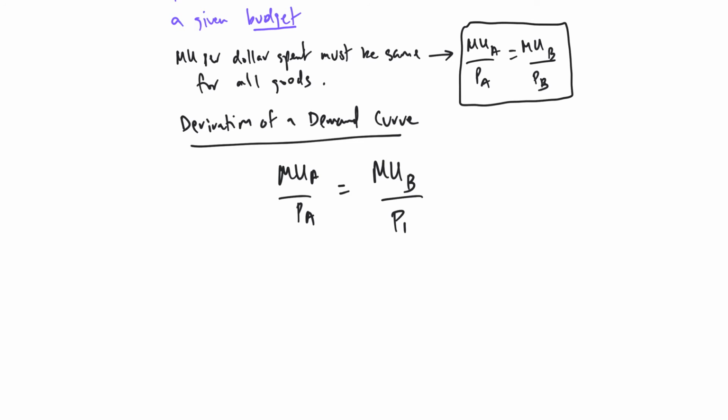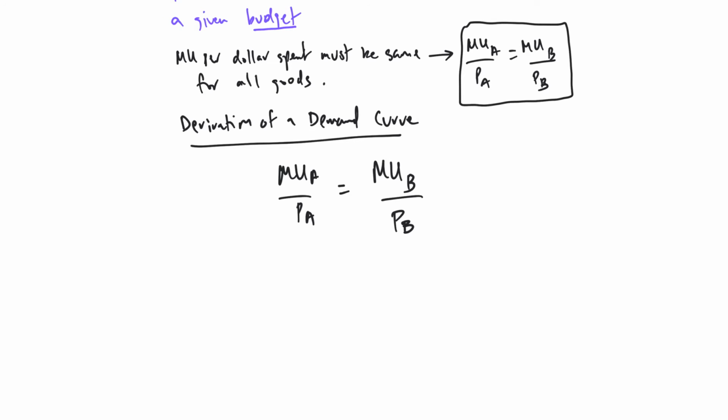Or rather, I wrote B, it should be O, right? O for oranges, but let's say bananas and apples. Let's say MU of A over price of A is equal to MU of B over price of B. Do I need to substitute or buy anything more of one thing or the other? No, because my utility is satisfied.